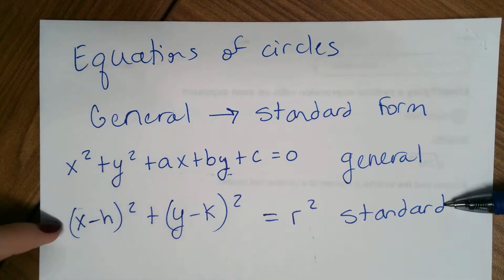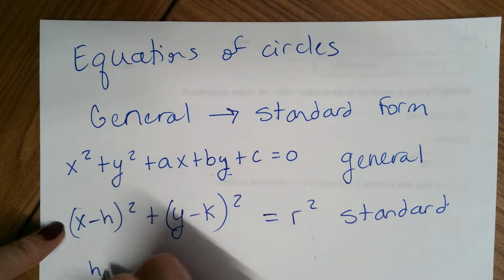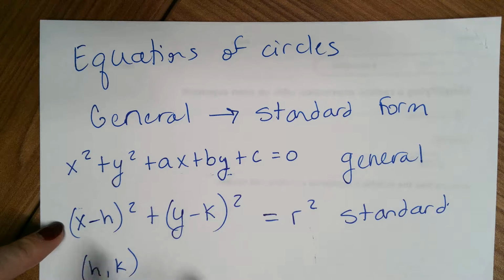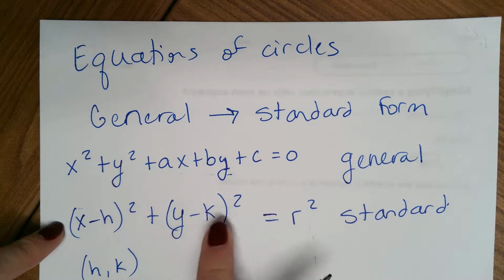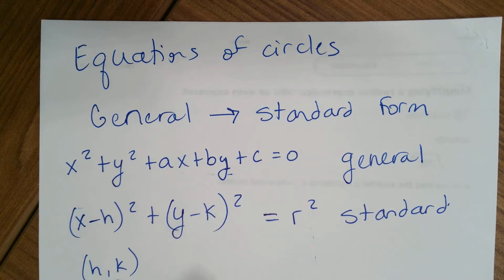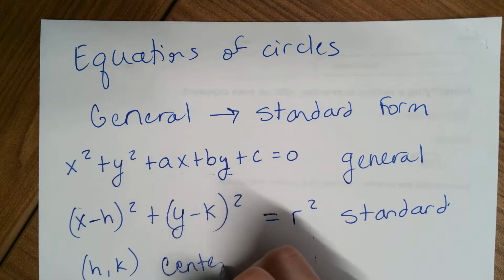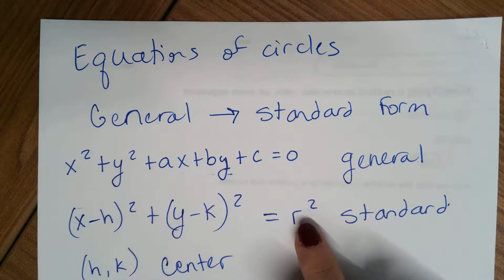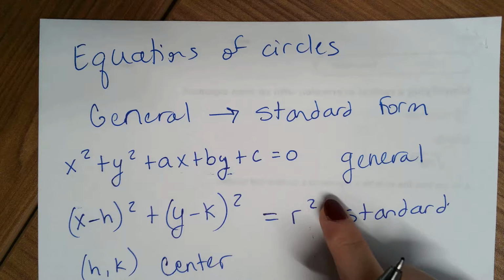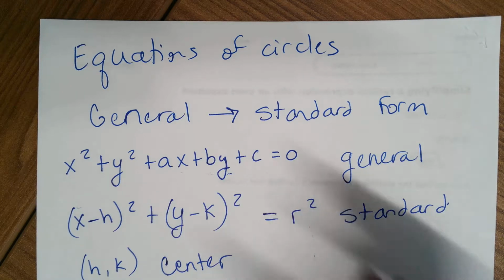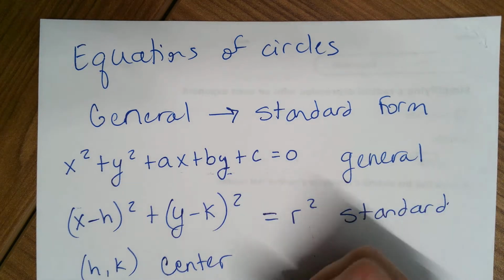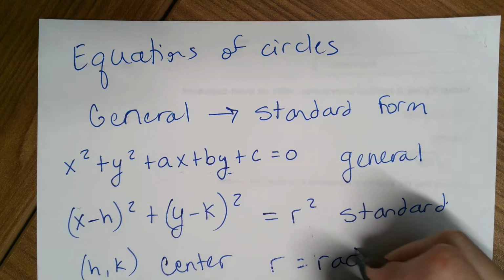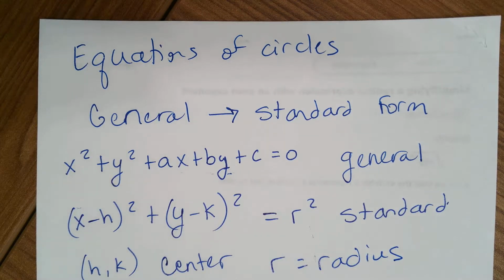In the standard form, the h and the k, if I could get it into this form, the value that's inside with the x and the value that's inside with the y make up the center of our circle, and the value that the standard form is equal to is our radius squared. So we can simply pull the radius out by taking the square root of whatever value we're left with, right? So r gives us our radius. So there's definitely some benefits of going from the general form to the standard form.